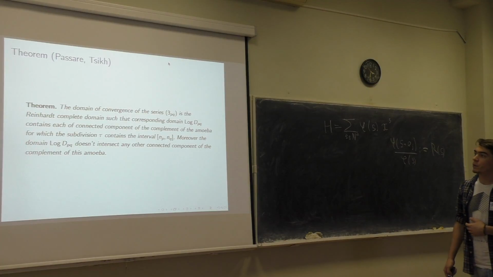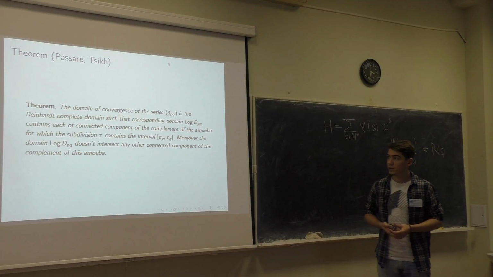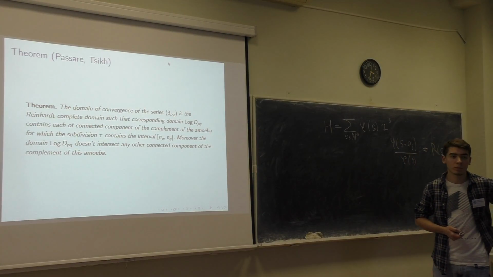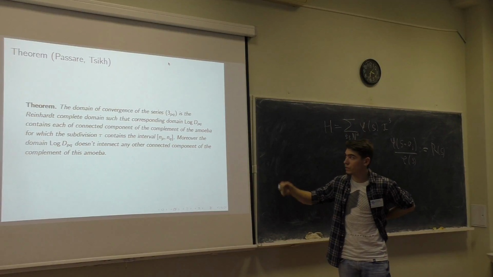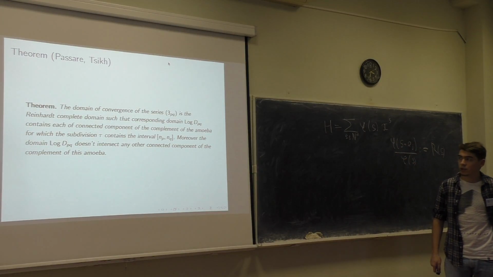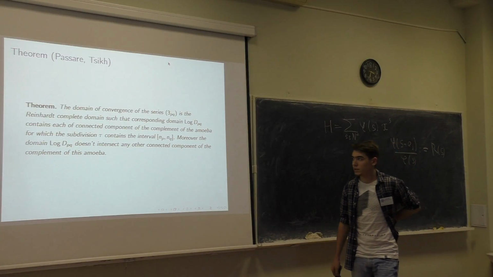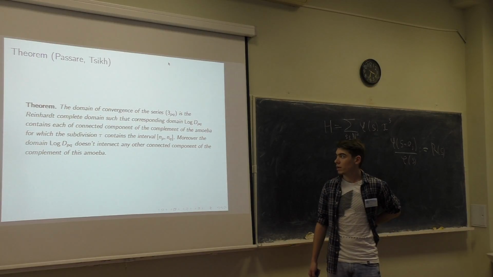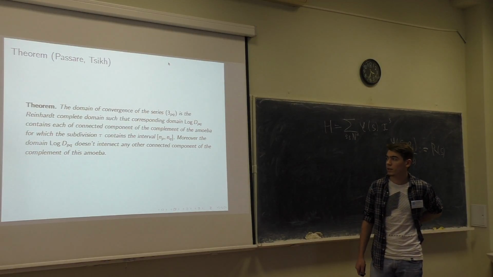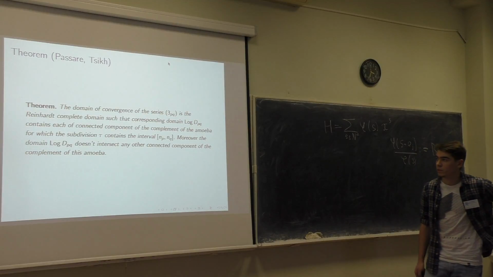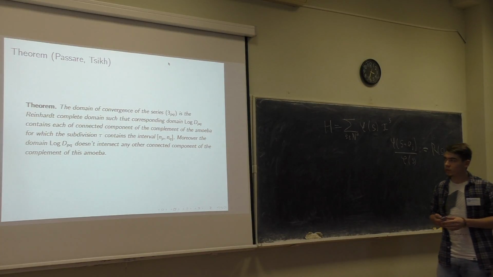We have the following theorem. The domain of convergence for the series which I showed before is a complete Reinhardt domain such that the corresponding domain under the log projection of the domain of convergence contains each of the connected components of the complement of the amoeba for which the subdivision tau contains the interval from O to Q. Moreover, the domain doesn't intersect any other connected component of the complement of the amoeba. So we have the correspondence between the domain of convergence and the complement of the amoeba.